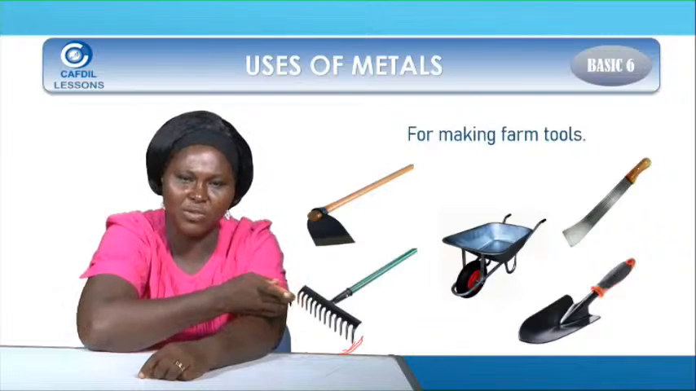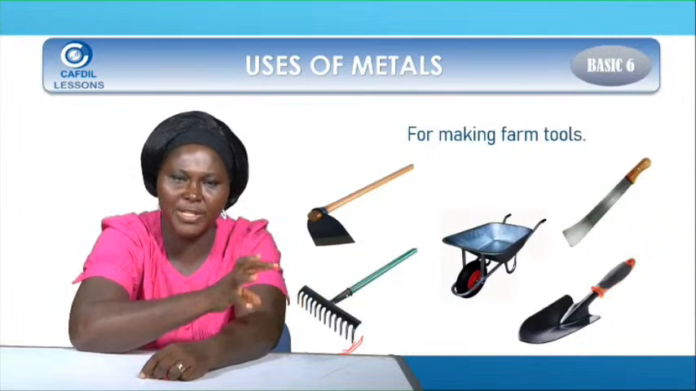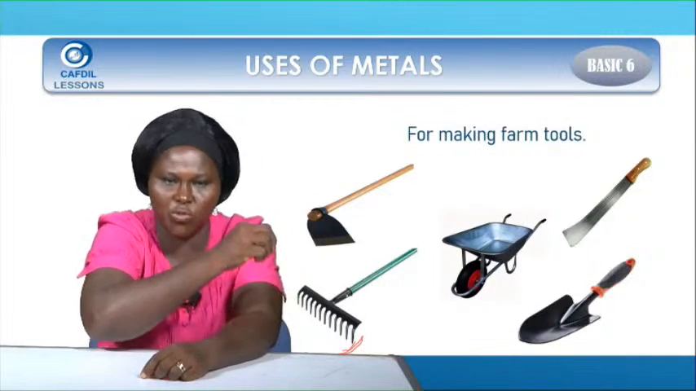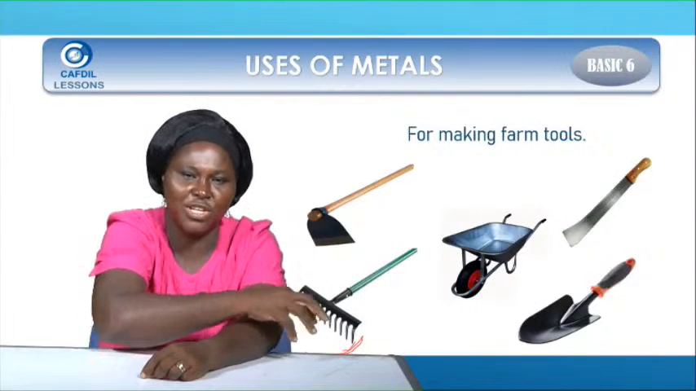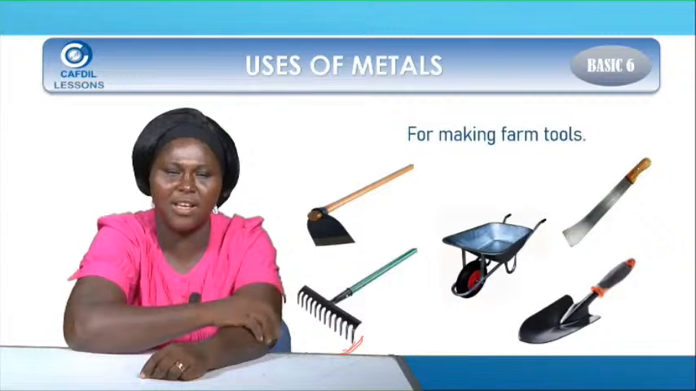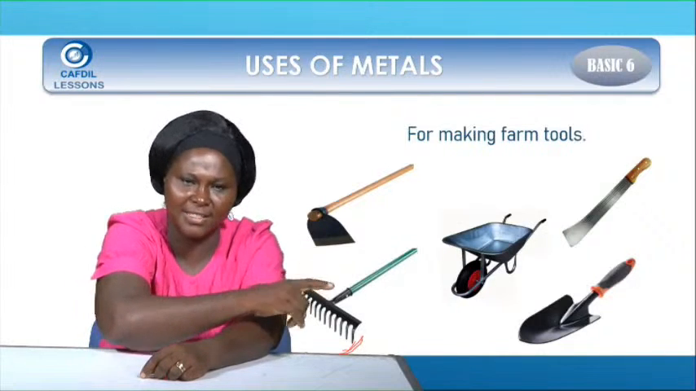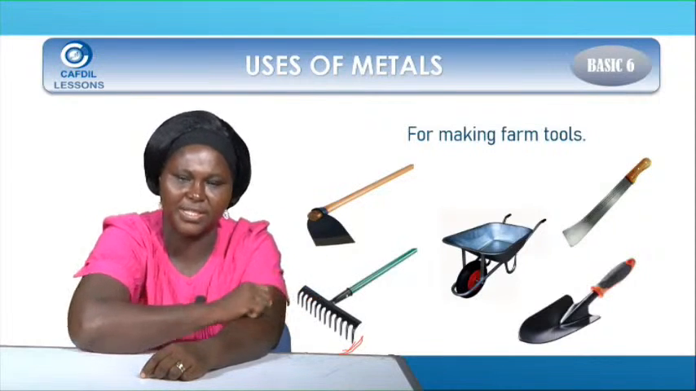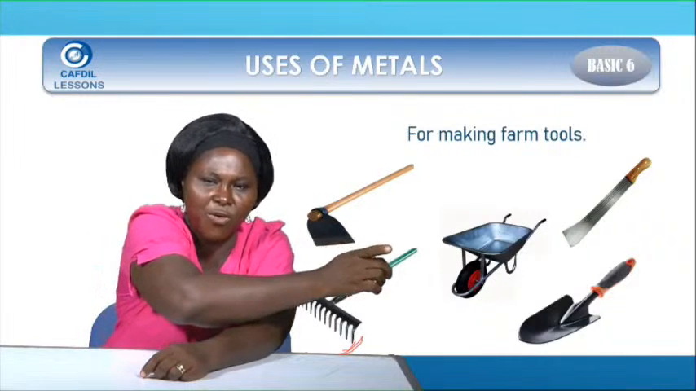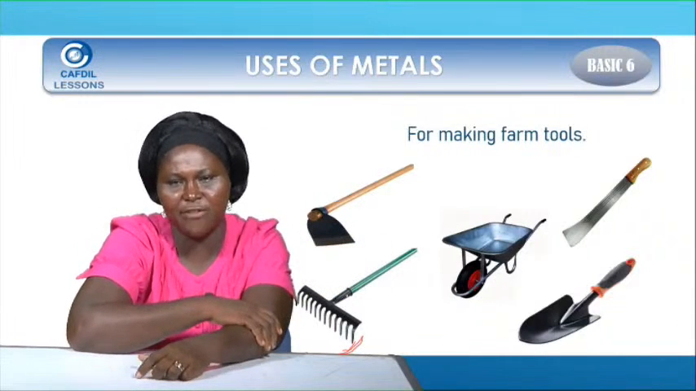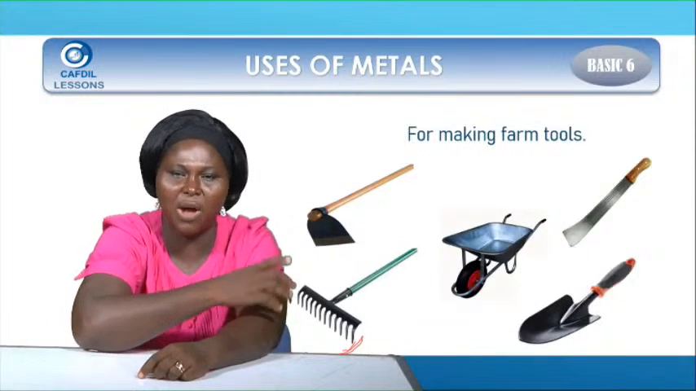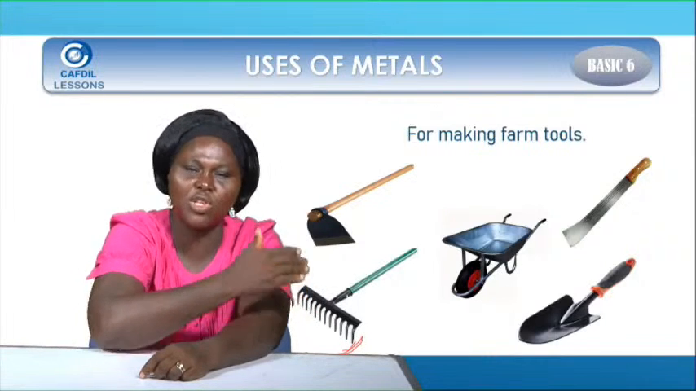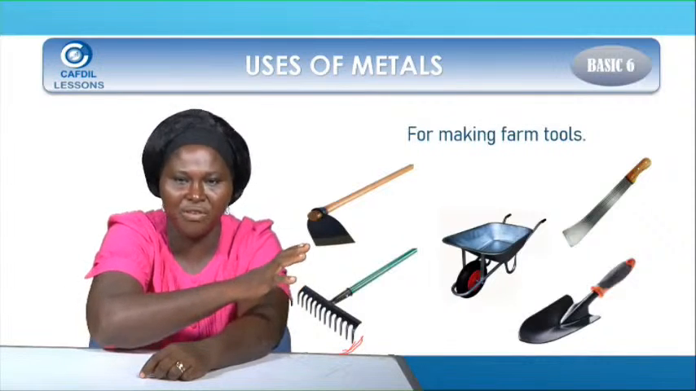Now in our farms, we don't use rake because we want the weeds to rot, and when it rots, it adds nutrients to the soil. So we don't rake our farm, but in our garden, at the back of our houses, we use the rake to gather the weeds. Now what do we use the wheelbarrow for? We use it to carry things in the farm. We use it to carry our goods, our farm produce. And masons also use the wheelbarrow to carry their concrete.